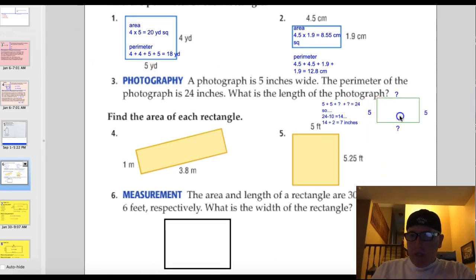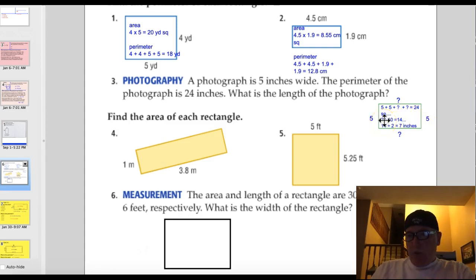There it is. I knew I had it somewhere. Okay, so I just drew this out. It's 5 inches wide, and I'm trying to figure out how long it is. And we know that altogether it's going to be 5 plus 5 plus a question mark equals 24, right? So we can think about it this way. If you took the 24 and subtracted the 10, you'd have 14. If you take that 14 and divide it by 2, you get 7.